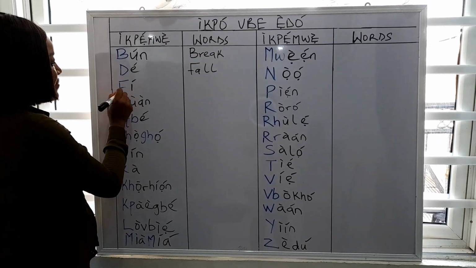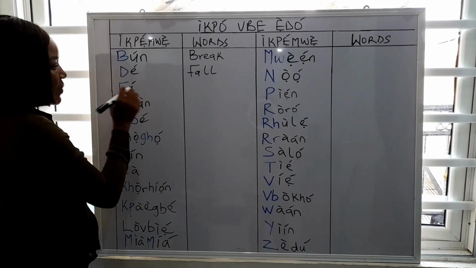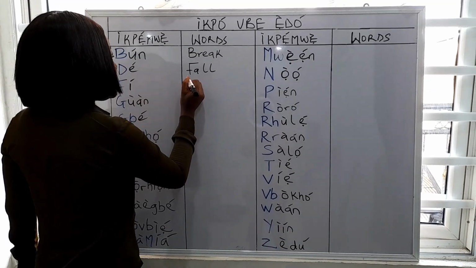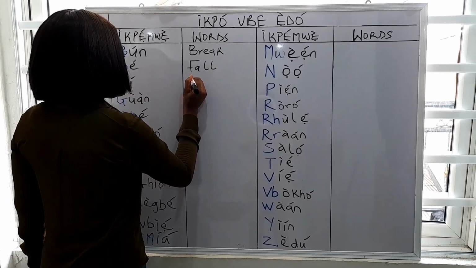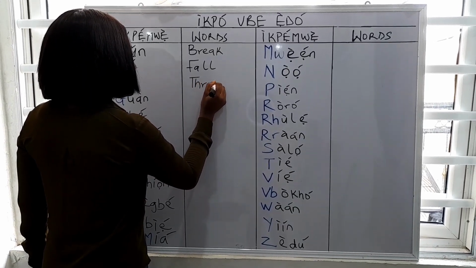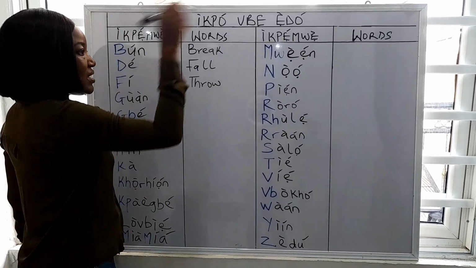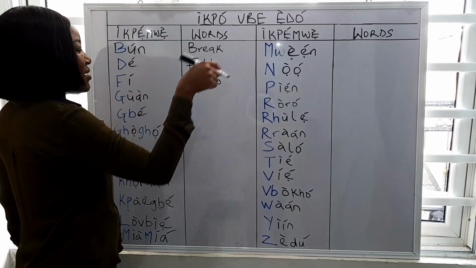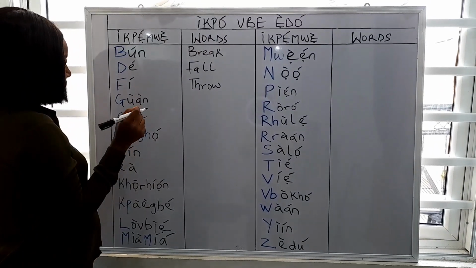Now this verb is actually up to 3 in the dictionary. F means to throw something. To throw. Ifiera. I threw a stick.